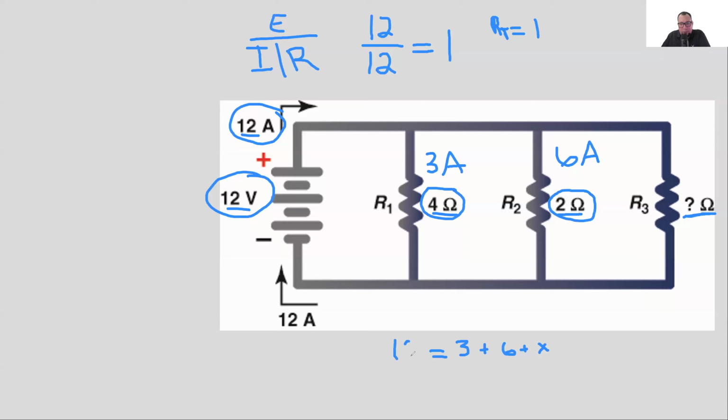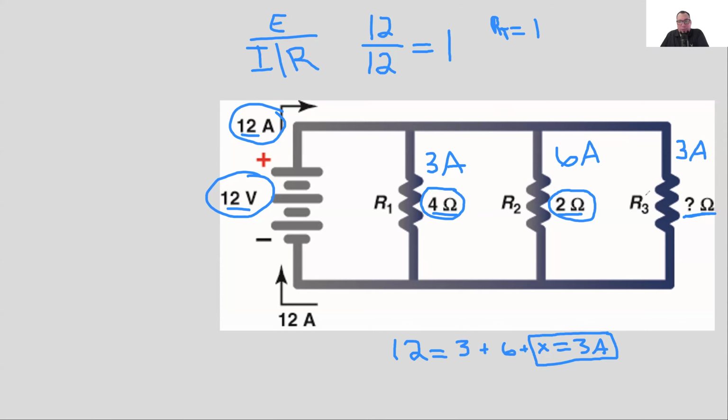So we're going to take 12 equals 3 plus 6 plus what will give us 12. The 3 plus 6 is 9, so we have to take away 9 from 12, and that'll give us the answer. Okay. So the answer for X is, in fact, 3 amps. So what we can do is plug in 3 up here. So 3 amps.